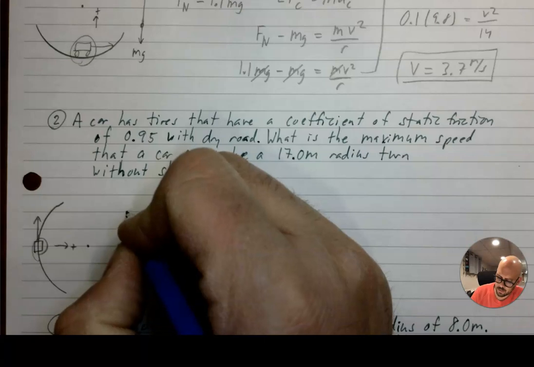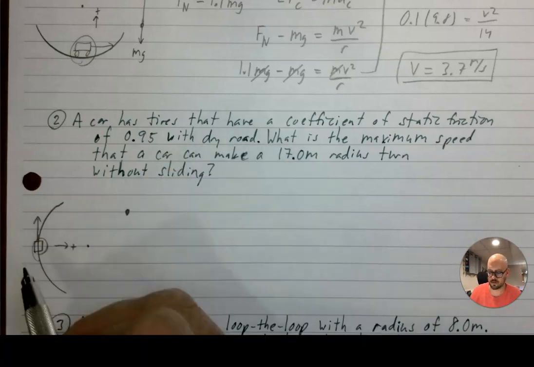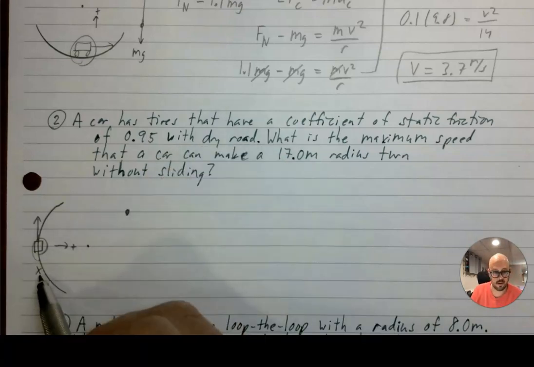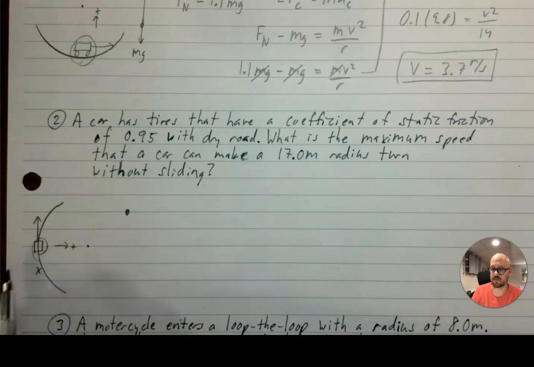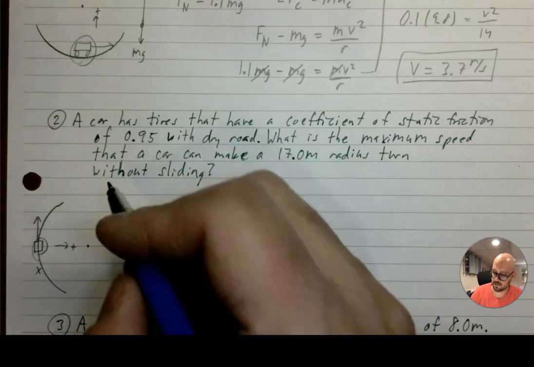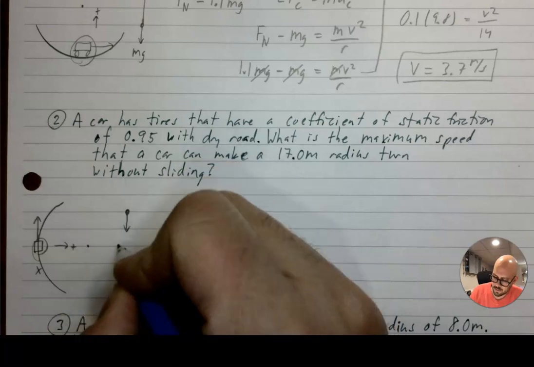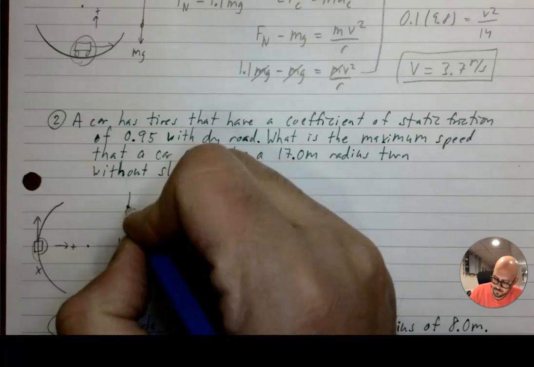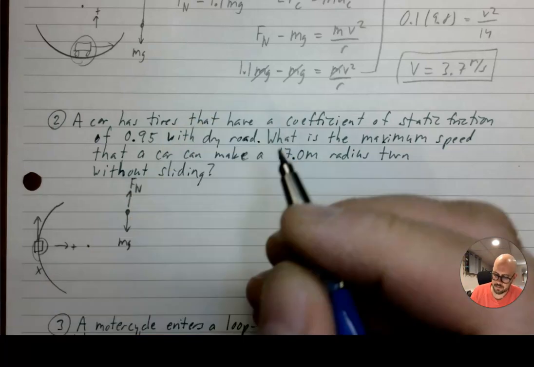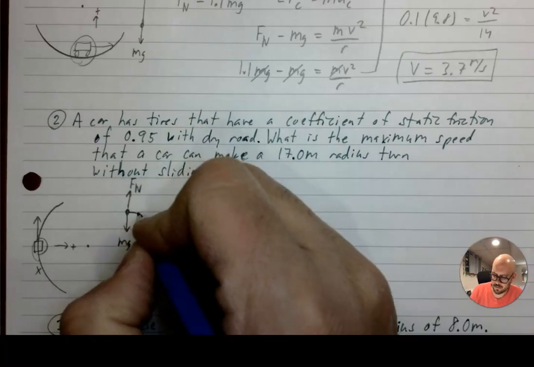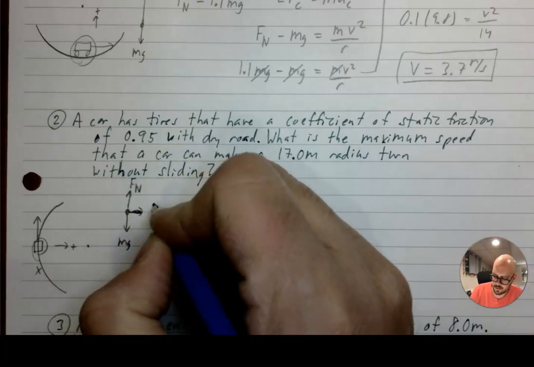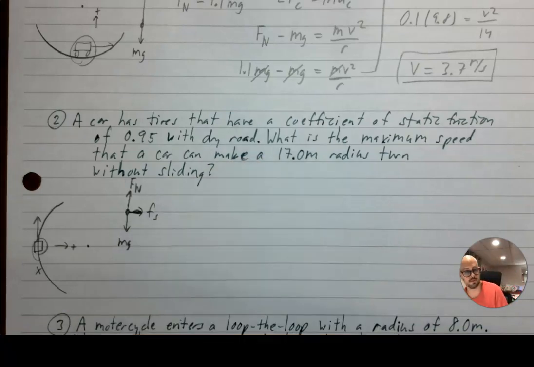We're going to take the view from behind the car. So we're going to imagine that we're there, looking at the car in front of us as if we're following the car on the turn. That means that gravity is going to point down, the normal force is going to point up, and then, we've talked about this once before, static friction is going to point toward the center of the circle.